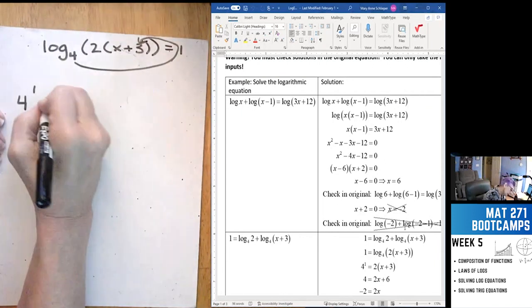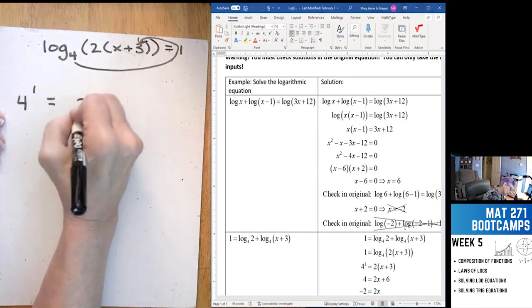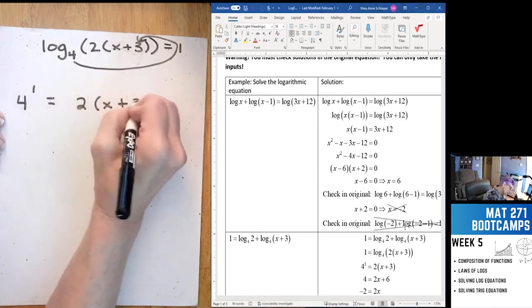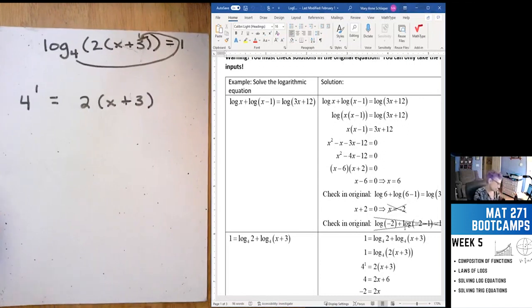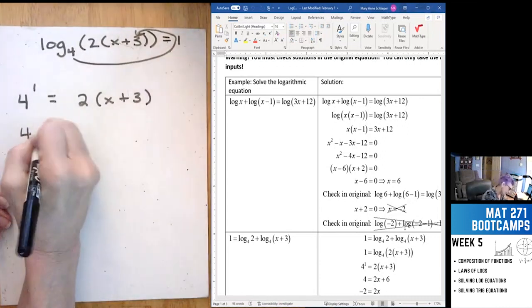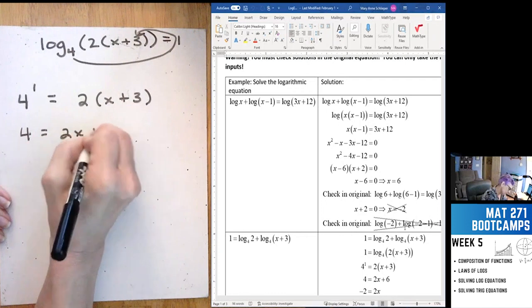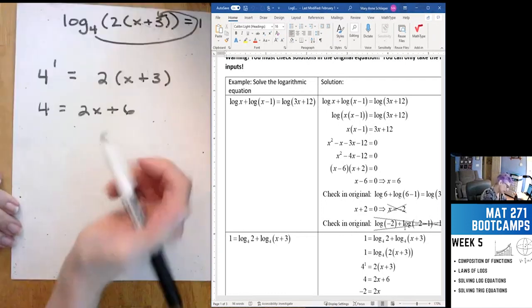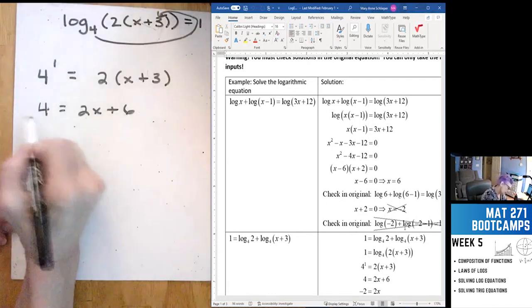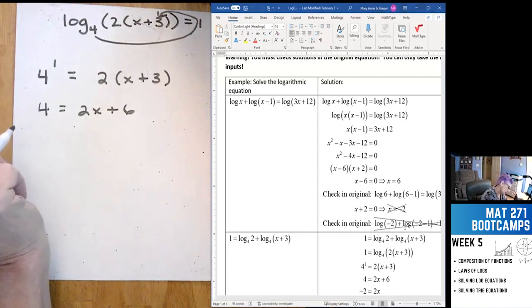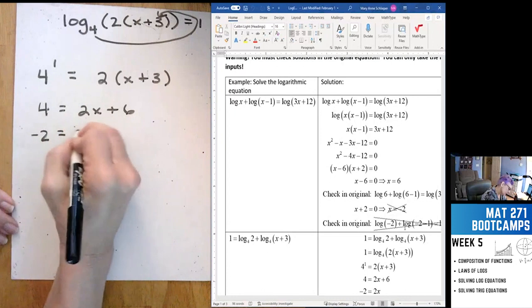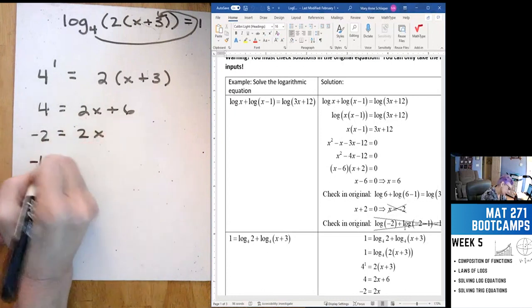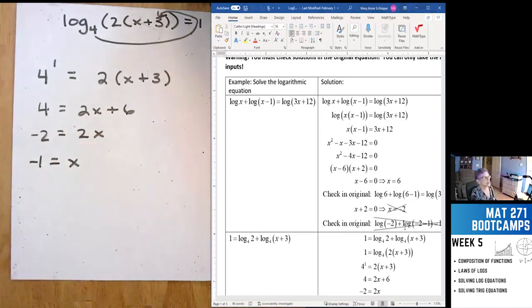4 to the first power has to be equal to 2 times x plus 3. And now I have a super simple thing to solve. Yay. And then I subtract 6 from each side, so -2 is equal to 2x, -1 is equal to x.